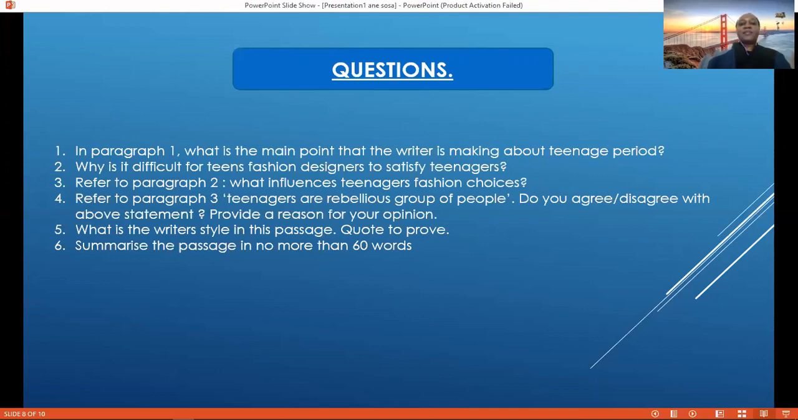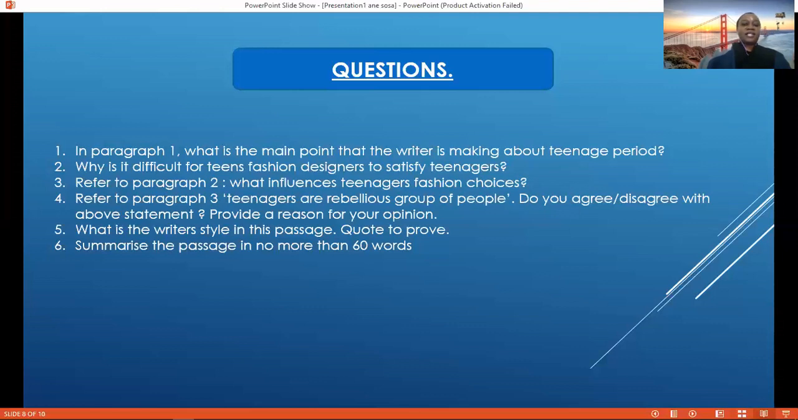Number 3, refer to paragraph 2. What influences teenagers' fashion choices? The what question, also a factual question from paragraph 2. You will find your answer there. Number 4, refer to paragraph 3. Teenagers are a rebellious group of people. Do you agree or disagree with the above statement? Provide a reason for your opinion.